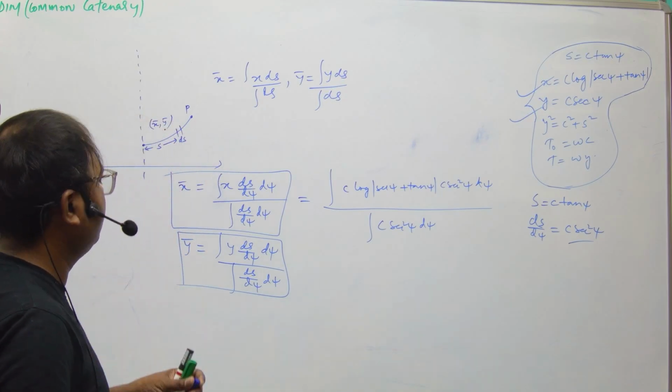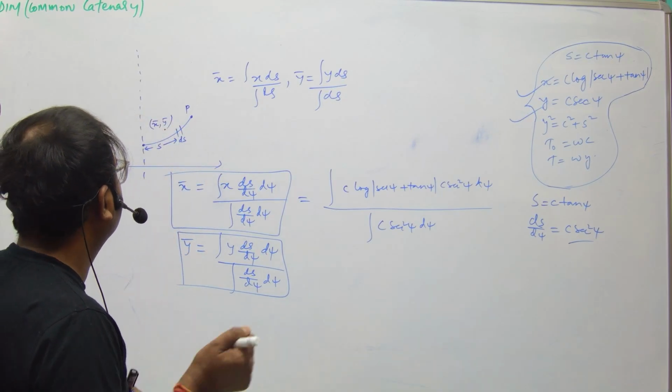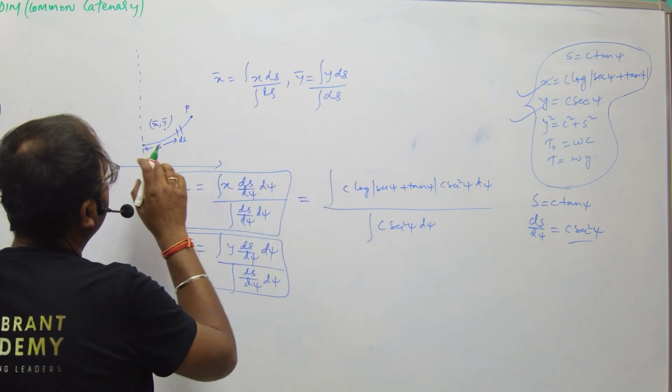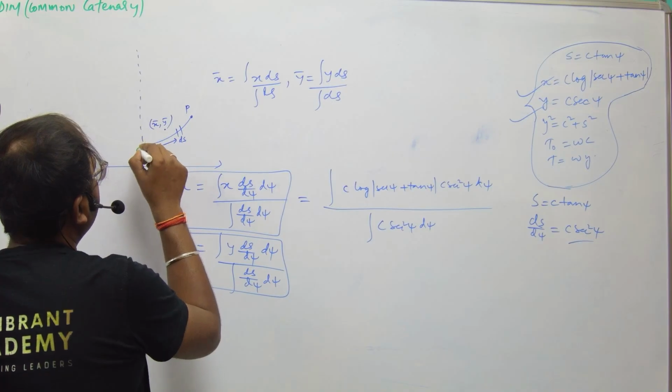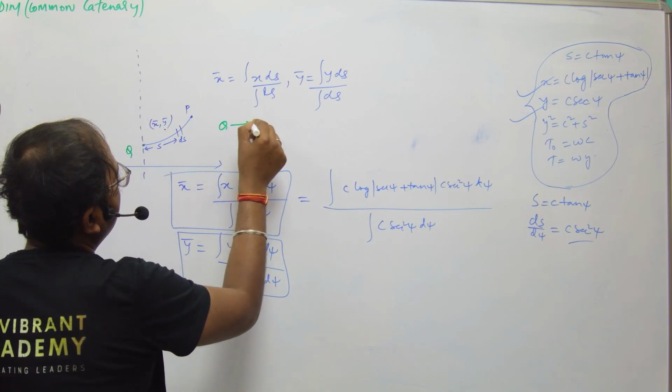Okay, so we have the arc like this. This is our arc and this particular point. So we have the integration from point, let us take this as P and this as Q. So the integration is from Q to P.